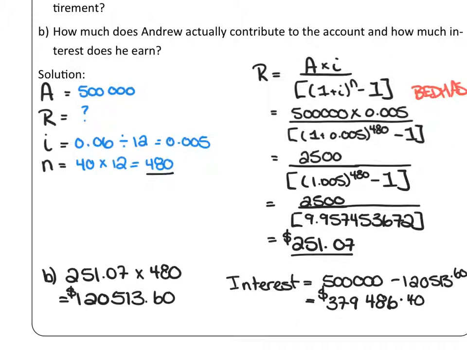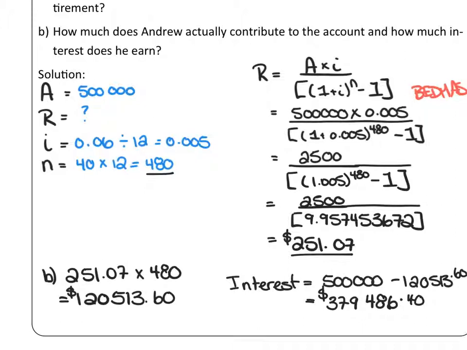You actually make more interest than what you actually have to put in, and that's why these types of accounts are extremely good for saving for retirement, because you're only putting in a portion and making the money work for you in terms of interest.